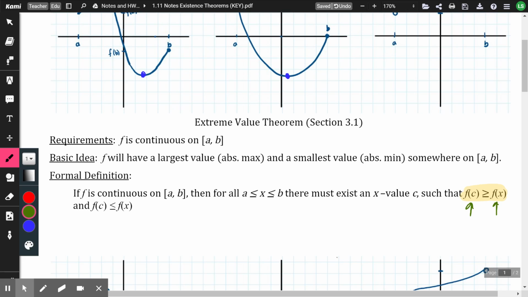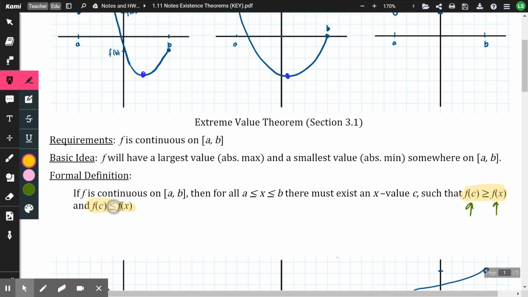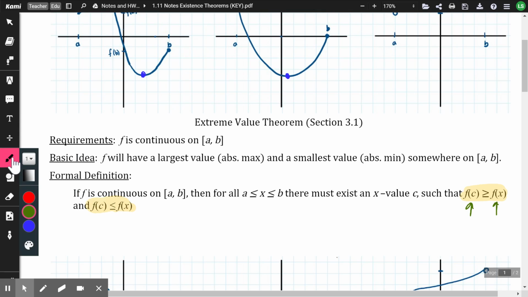The same goes for your minimum value. F of c is less than or equal to f of x. We're trying to let you know that the y value at this particular x value of c is going to be a smaller y value than the rest of the entire function.